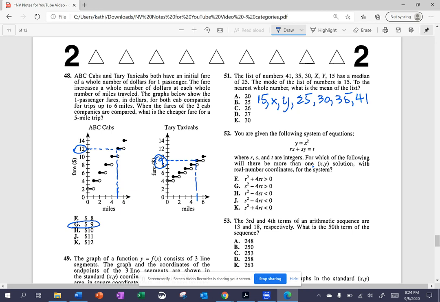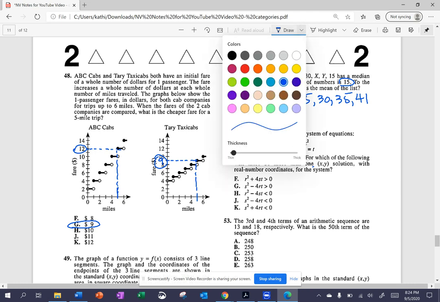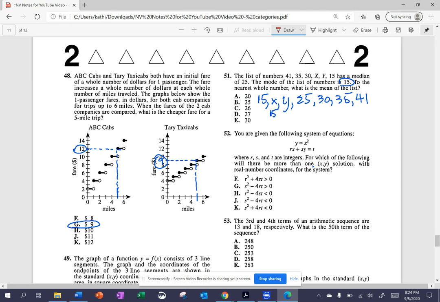So starting out, it says the mode of the list is 15. So that means I have more than one 15. So I'm going to say x is 15. So I need to find y. To find y, I'm going to use the fact that I know that the median, the middle number, is 25.